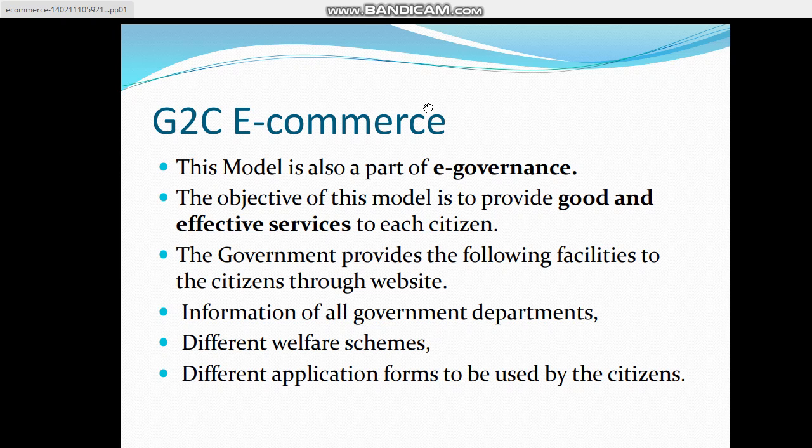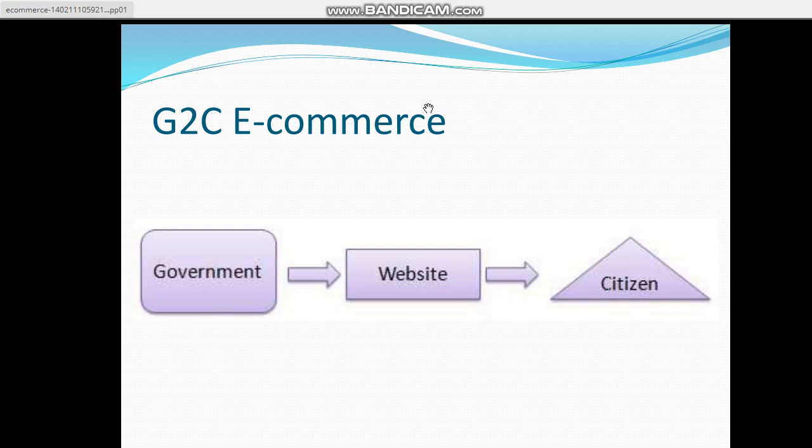What is G2C e-commerce? This model is also a part of e-governance. The objective of this model is to provide good and effective services to each citizen. The government provides the following facilities to the citizens through a website: information of all government departments, different welfare schemes, and different application forms to be used by the citizens. The flow is government to website and website to citizens.